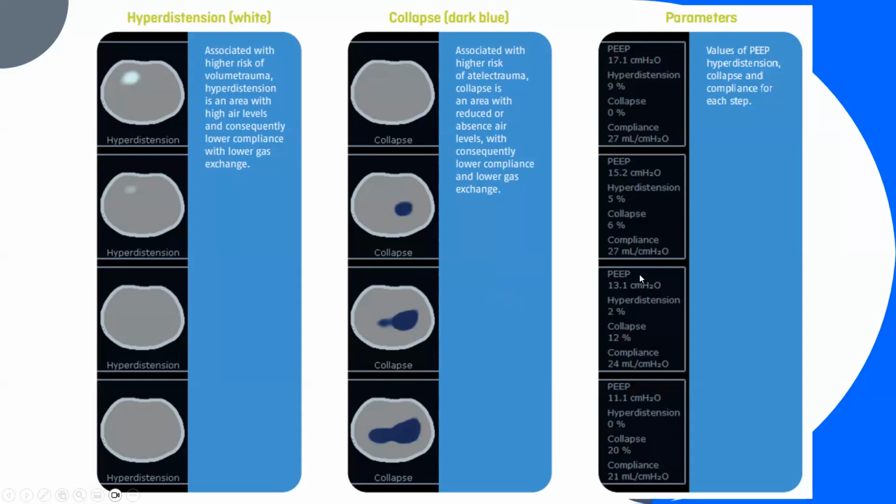And then finally, we're going to get a quantitative data set that's going to show us what our PEEP is as we've gone along. It's going to give us a quantitative data readout of what our actual hyperdistension and collapse is, and then our compliance. So of course we want best compliance, least amount of collapse, least amount of hyperdistension. Again, this is just to orient you to some of the images and quantitative data sets you're going to get as we do our PEEP titration and help you to understand what these separate images are going to look like.